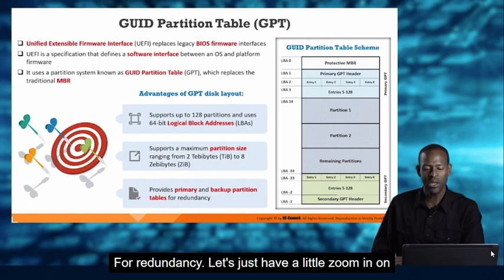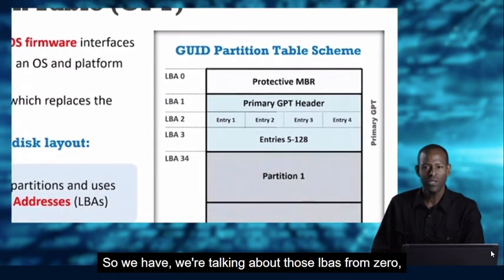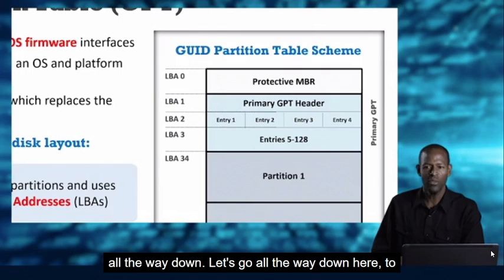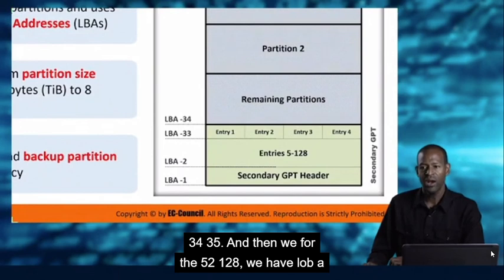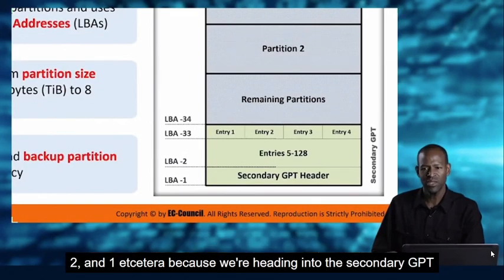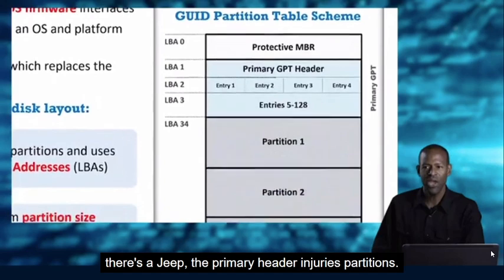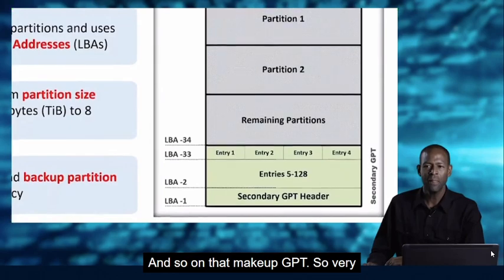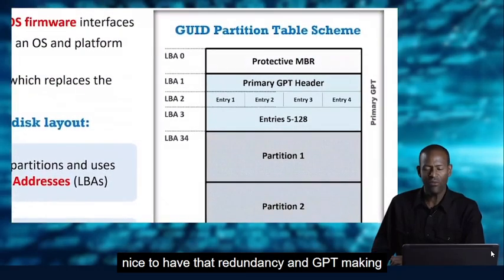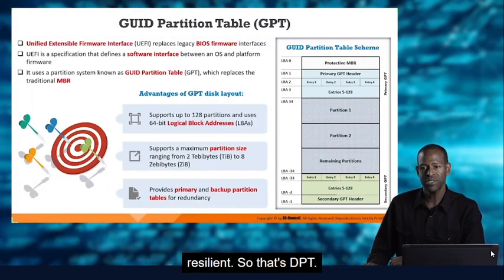Let's have a little zoom in on the table scheme for the GUID partition table. We're talking about those LBAs from 0 all the way down to 34, 35, and then for the remaining entries we have LBA 2 and 1, et cetera, because we're heading into the secondary GPT header. Remember we said there's a backup, right? So there's the primary header, entries, the partitions, and so on that make up a GPT. It's very nice to have that redundancy in GPT, making the disks more resilient.